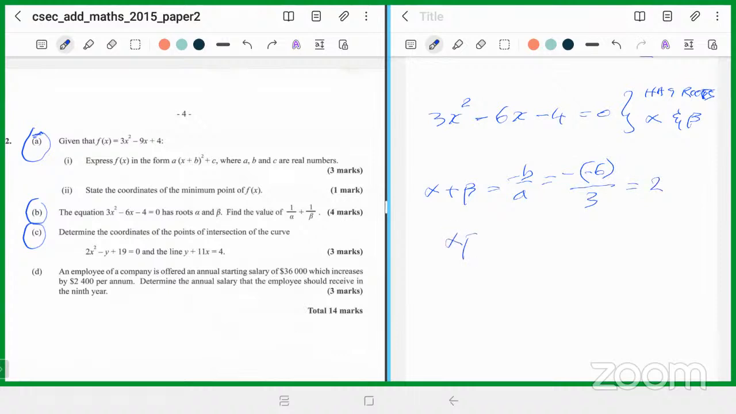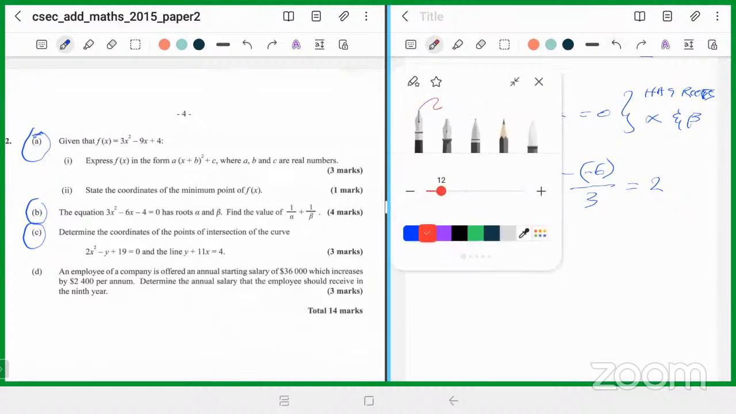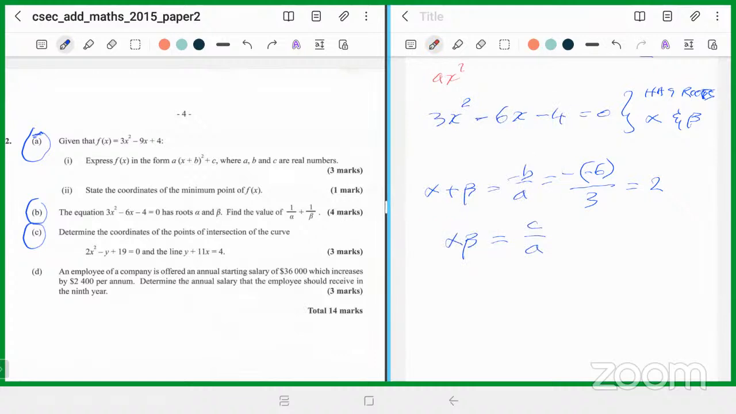And alpha beta, which is your product, is C over A. This is negative 4, don't put 4. Remember, the A, B and C come from ax squared plus bx plus c equals 0. So the plus c is negative 4, and the plus b is negative 6. Be careful with those signs. So this then is negative 4 over 3, and this can simplify. So this is our alpha plus beta, and this is our alpha beta.